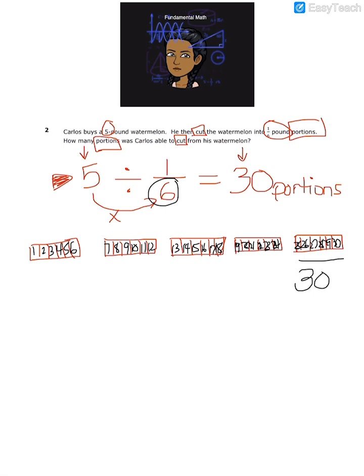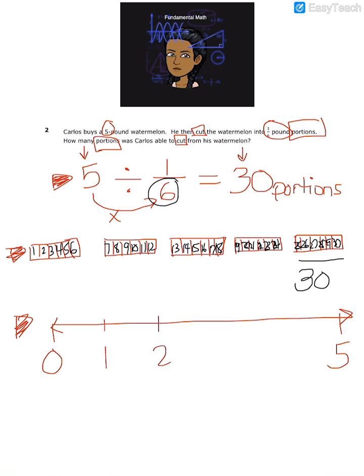Okay, and then what we're going to do is the number line. So this is pictorially how it is represented. And then we're going to do our number line, okay? So what our number line is saying is that my whole number is 5. So I'm going to number my number line from 0 to 5. So that's going to be 0, 1, 2, 3, 4, and then 5.